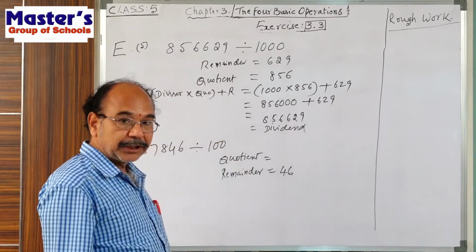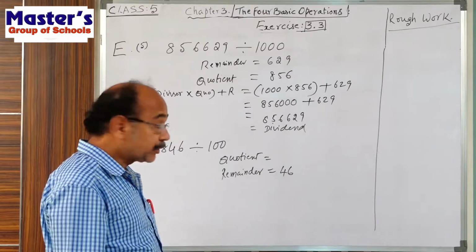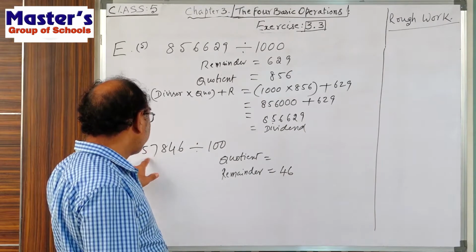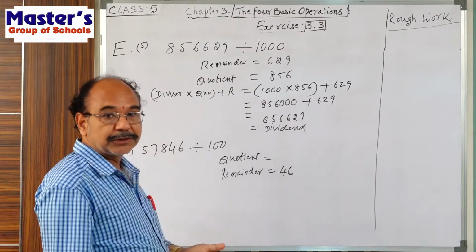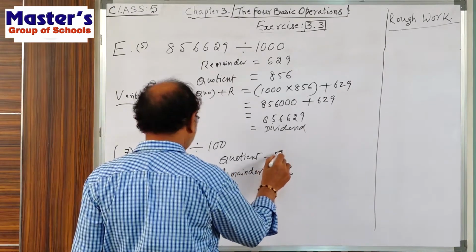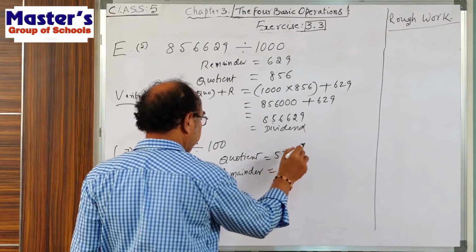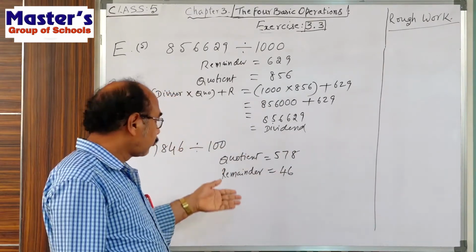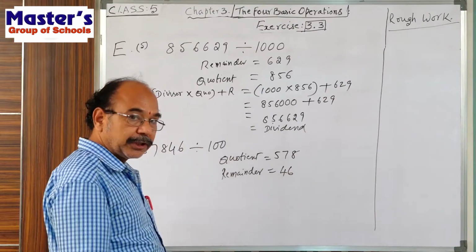What is the quotient? The rest of the remaining digits. What are the remaining digits? 5, 7, 8. That is the quotient. So we take these remaining digits 5, 7, 8. 578 is the quotient. 46 is the remainder. Check your answer.